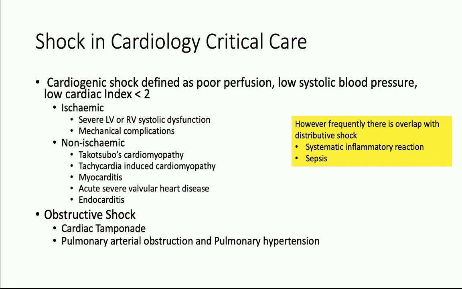The commonest reason why people develop cardiogenic shock remains ischemic heart disease, and there is a whole list of non-ischemic reasons why patients develop this too. But often you'll find that patients have a combination of cardiogenic shock and either systemic inflammatory syndrome or sepsis. I think it's very important to detect this and treat at the same time.